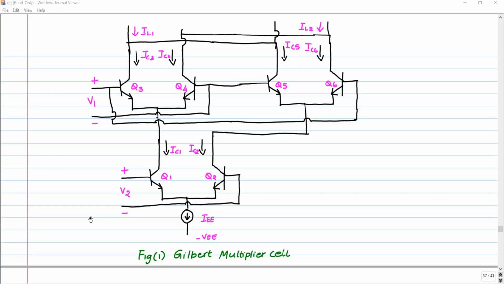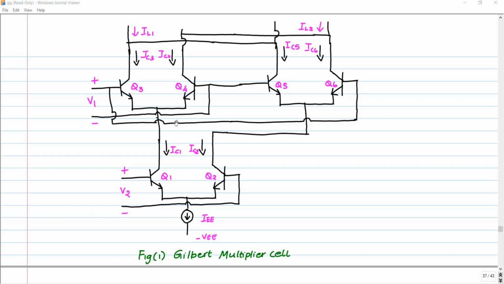So, the Gilbert multiplier cell. The drawbacks in the emitter coupled transistor multiplier are overcome by using the Gilbert multiplier. What is the drawback in the emitter coupled multiplier? V2 is always positive and is offset by VBE on.